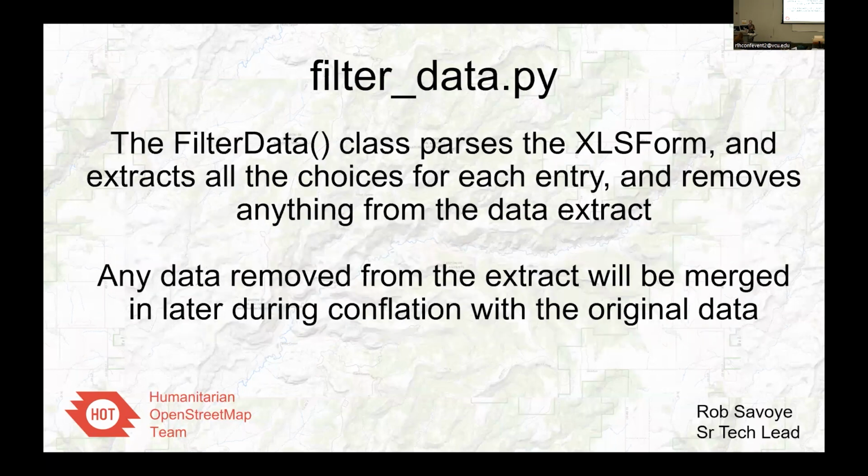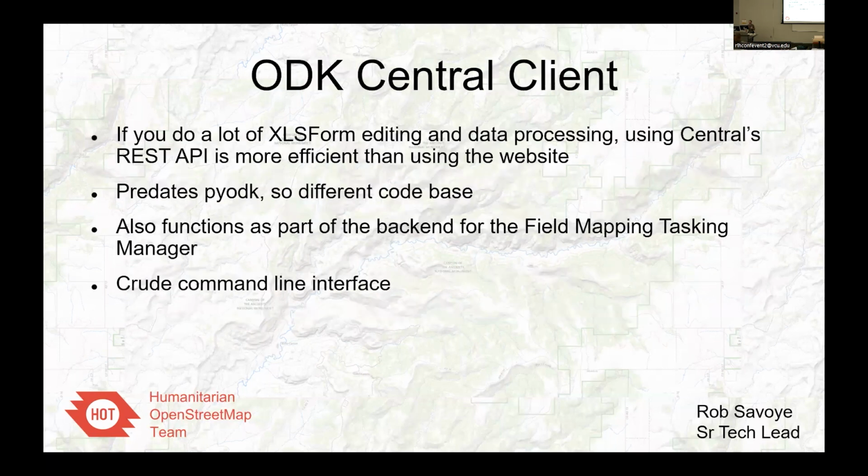Yeah, tag info is great. You can download the database on your computer. It's awesome. So this program basically parses the XLS form, extracts all the choices, and then produces a new data extract. And it's also modified so I can easily conflate it later, because conflation is kind of the key detail.